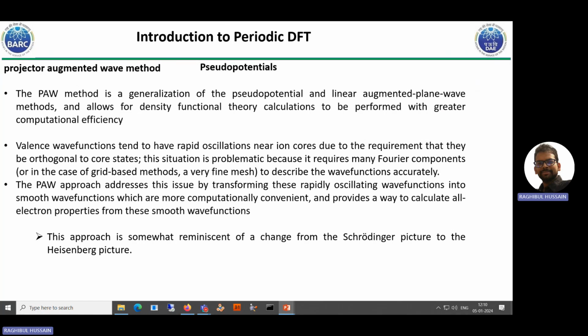Then another, as Saswat was telling, is the projector augmented wave method. This has been used for the linearized function only, but to make it fast, they have used some mathematical tricks. The core oscillation function they have used can converge very fast. Basically, all are mathematical tricks. There is no new physics coming. It just helps make a convergence of the two vectors first.